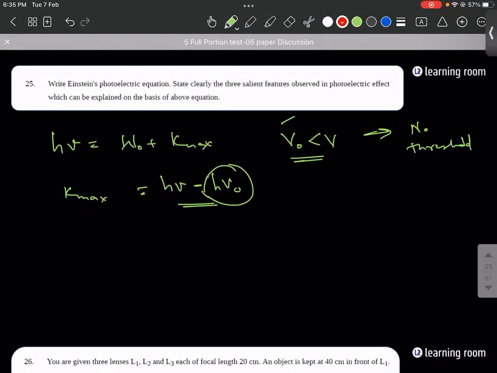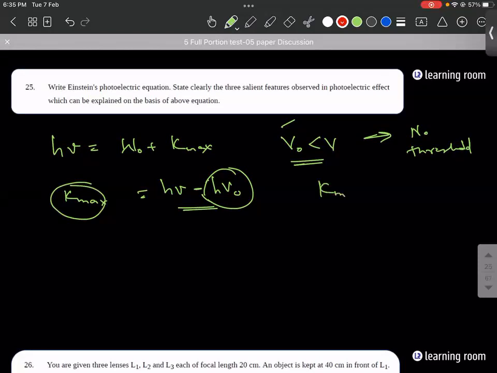Similarly, what can you say in graphical representation? I can say K max is linearly proportional to nu, right? And lastly, we can also say, from the experimental aspect, that the kinetic energy is independent of the intensity of the incident radiation. Sir, even the process is instantaneous. Yeah, the process is instantaneous as well.